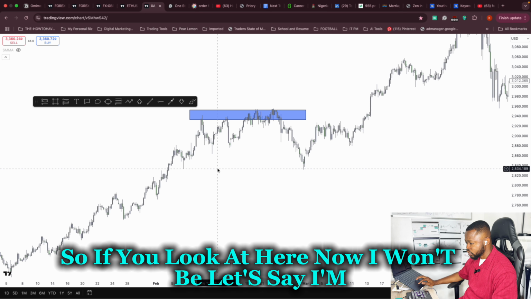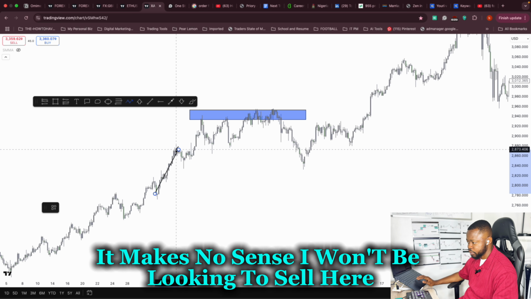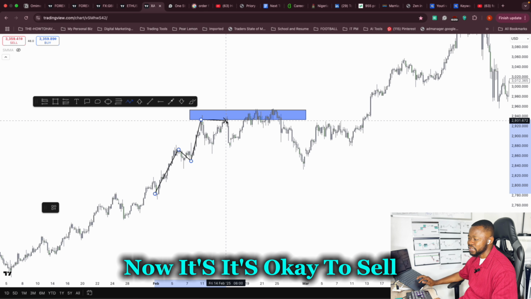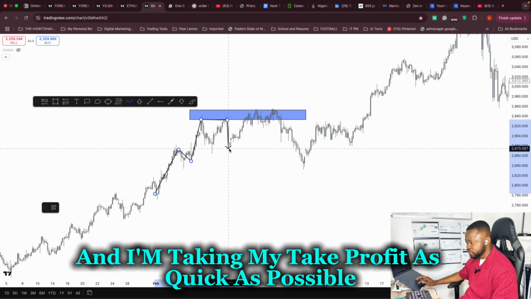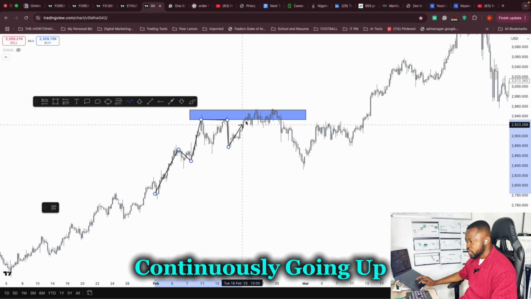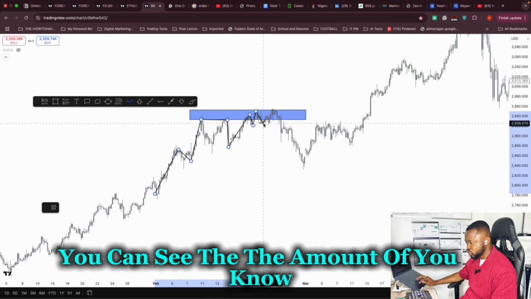If you look at here now, the price is currently buying, so I won't be looking to sell here. It makes no sense. But as price came to do a double top here, it's okay to sell. I'm selling here and taking my take profit as quick as possible, because I know the wave is continuously going up. Now look at how price tagged here, you can see the amount of consolidation.